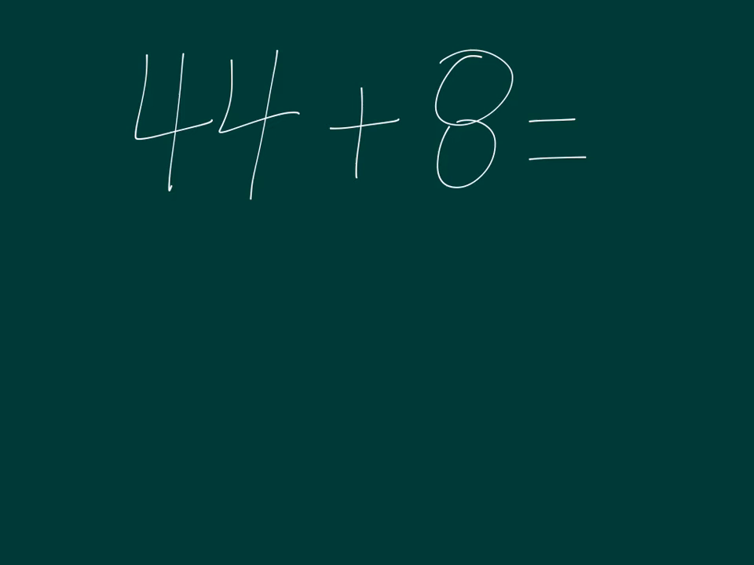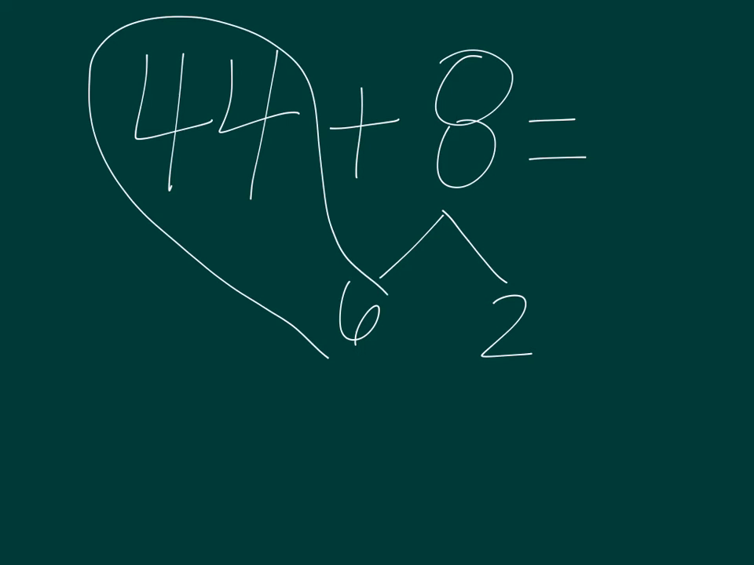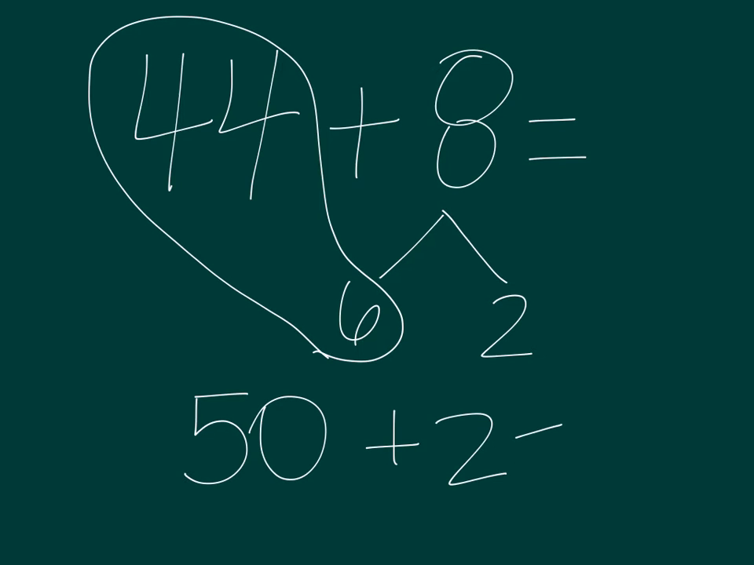But now, how many more would we need to make 50? An easy way to figure this out is to look at just the 4 in the ones place. You need 6 more in order to make 10, because 4 plus 6 equals 10. So what you're going to do is take 6 from the 8, and that would leave 2 left over, and then you're going to combine the 44 and the 6 to make the next 10, which would be 50. 50 plus 2 equals 52. So 44 plus 8 equals 52.